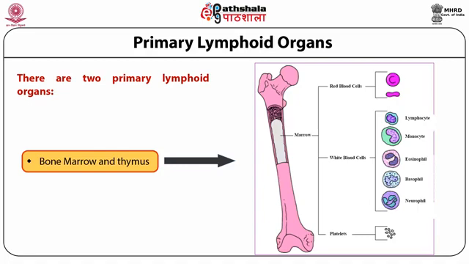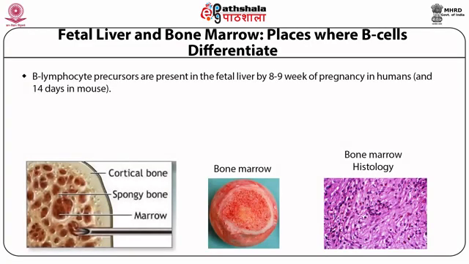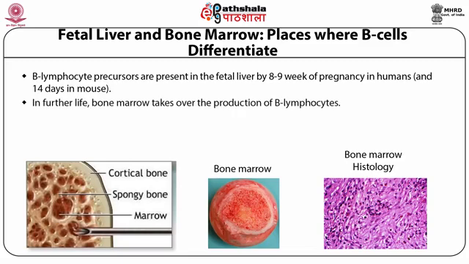in the immune response. As we said, B cells differentiate further in the fetal liver and bone marrow. B lymphocyte precursors are present in the fetal liver by 8 to 9 weeks of pregnancy in humans. This period is about 14 days in mouse. In later life, bone marrow takes over the production of B lymphocytes.